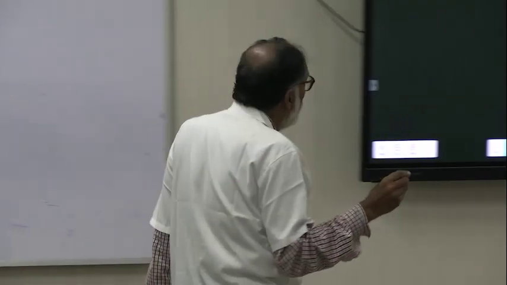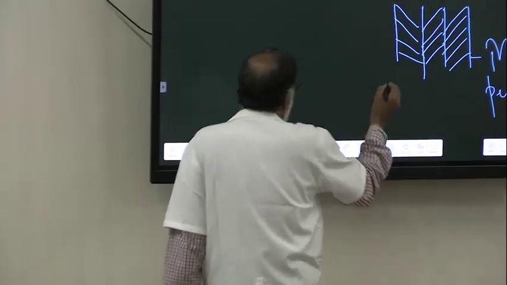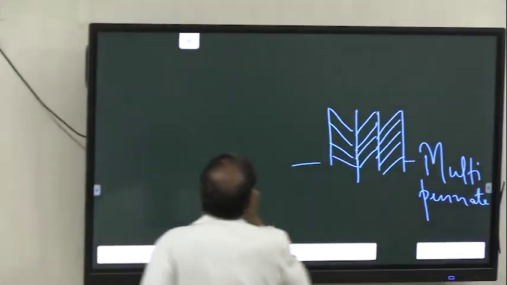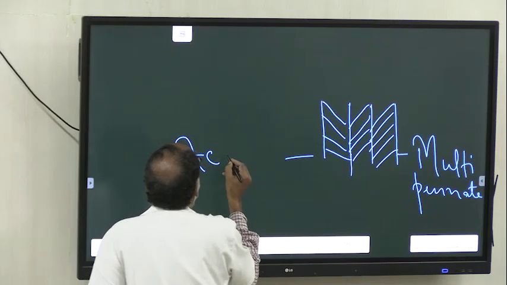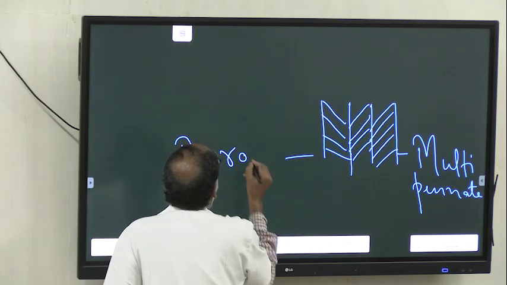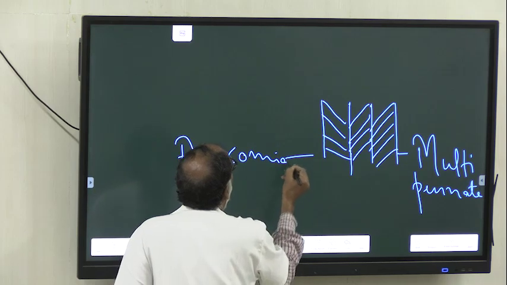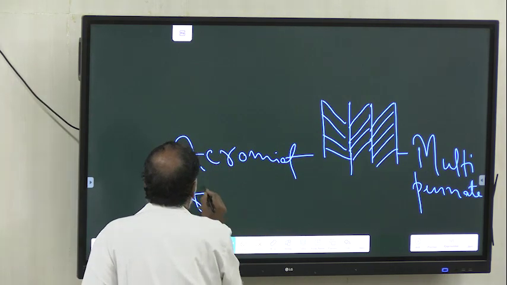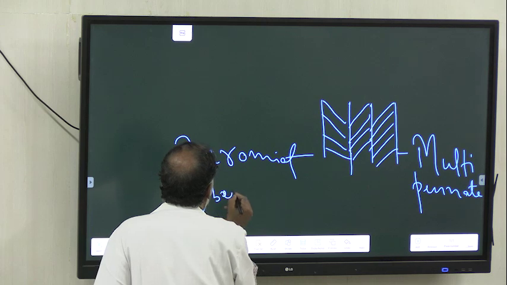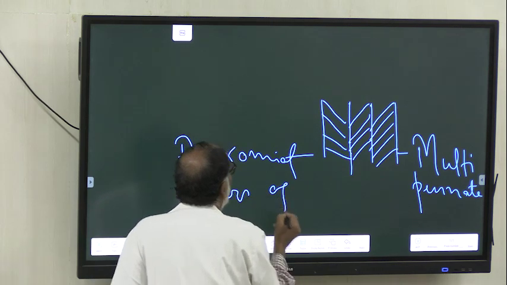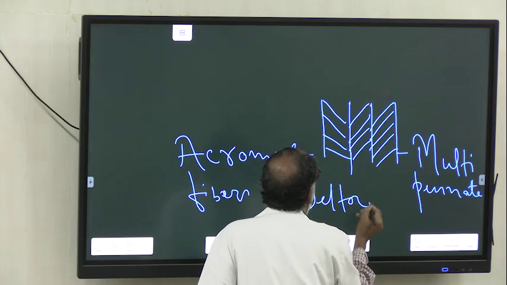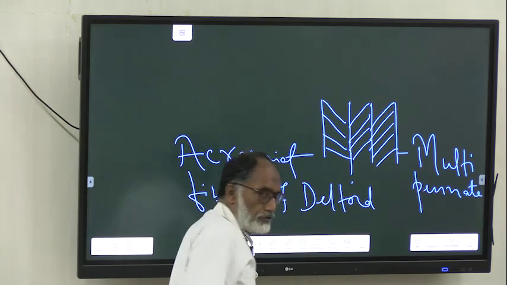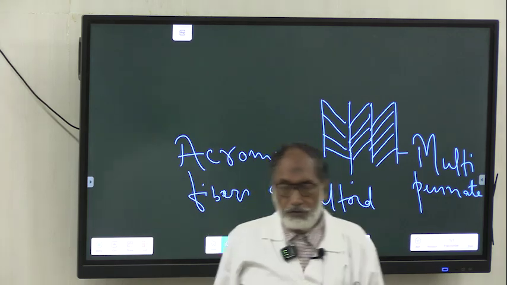Multipennate muscle. Acromial fibers of deltoid. They are multipennate, right?